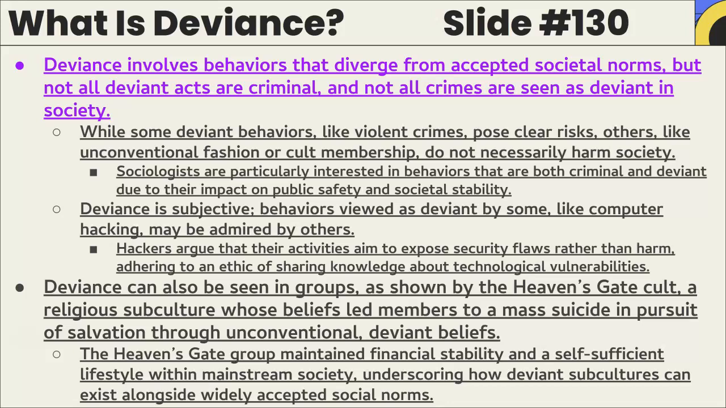On the other hand, some behaviors like underage drinking or speeding are technically crimes, but are so common that they're not even seen as deviant. Sociologists often focus on behaviors that are both criminal and deviant because they impact society's safety and well-being. However, the way we view deviance can vary.